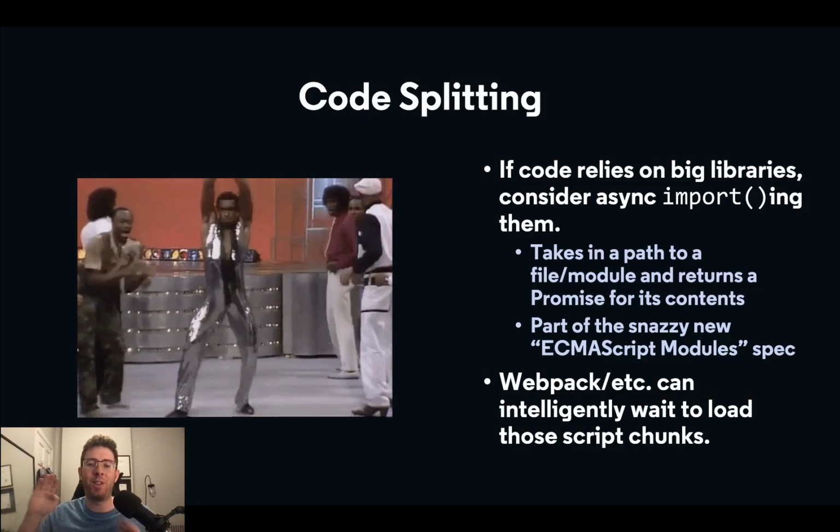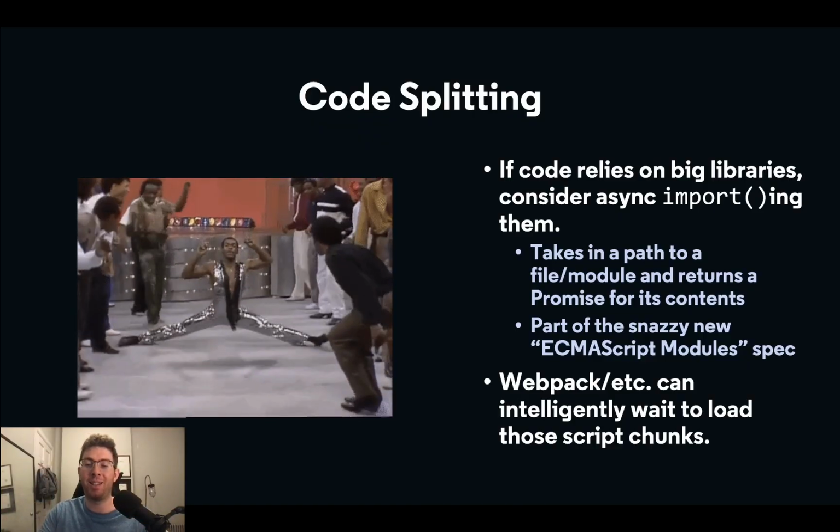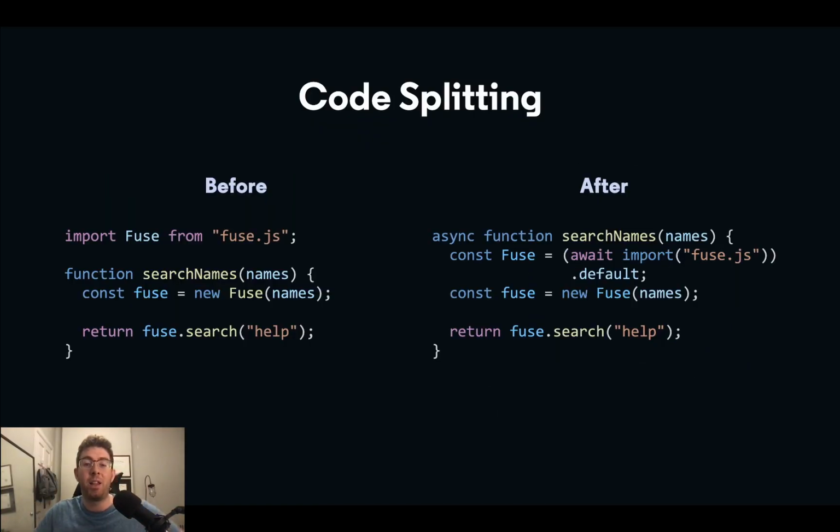There's a snazzy new feature in JavaScript called ECMAScript modules, ES modules. The way you do it in code, it's a little more complicated than your normal imports. On the left, the before, you might say import Fuse from Fuse.js. I don't remember what that library does, it's not important. On the right, instead, you might write an asynchronous function that awaits the import of Fuse when it's called. So you don't load the Fuse library in your code until you actually need it. So that's a nice little strategy.